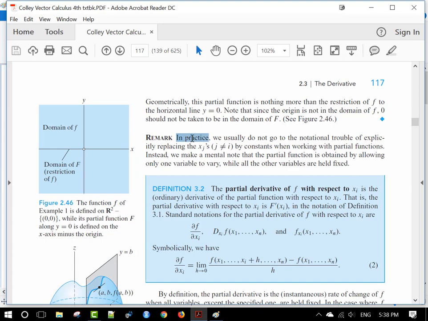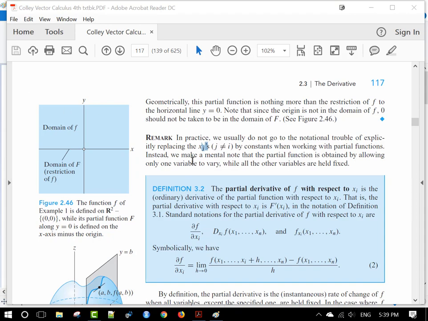In this book, in practice, they don't usually go to the notational trouble of explicitly replacing the x sub j's with constants when working with partial functions. Instead, make a mental note that the partial function is obtained by allowing only one variable to vary, while all the other variables are held fixed.